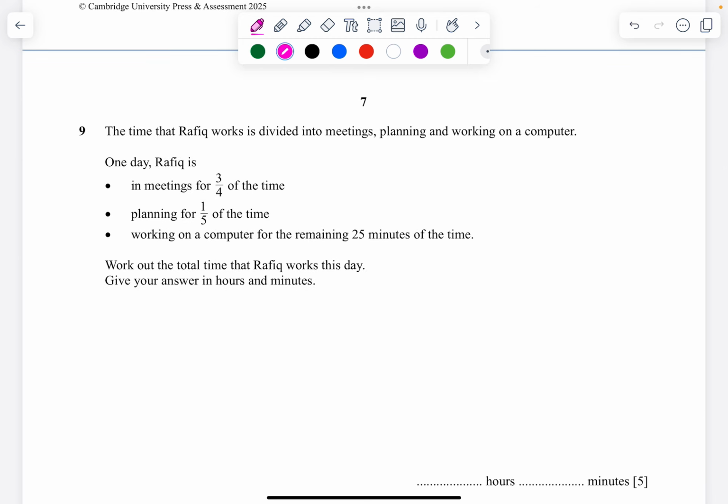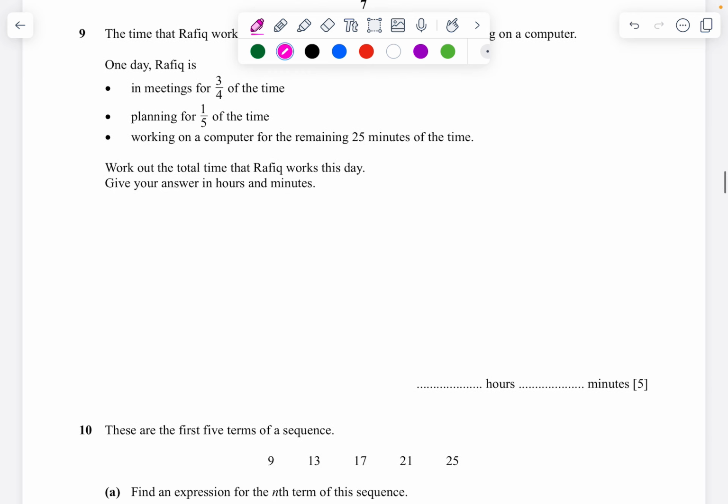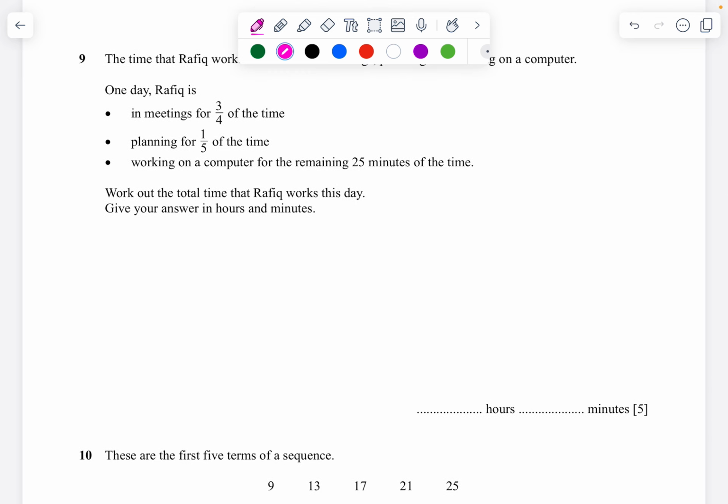The time that Rafiq works is divided into meetings, planning, and working on a computer. On one day, Rafiq is in a meeting for 3/4 of the time, planning is for 1/5 of the time, and working on the computer is the remaining 25 minutes. Find the total time that Rafiq works on this day. Let the total time be T. So for meetings, it's going to be 3T upon 4. For planning, it's going to be T upon 5.